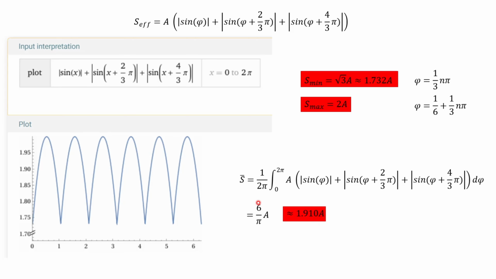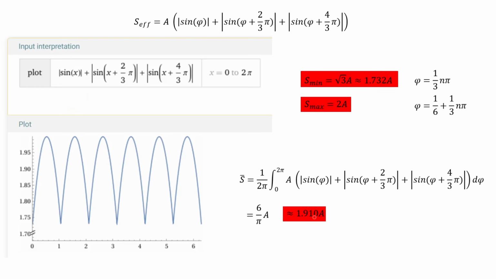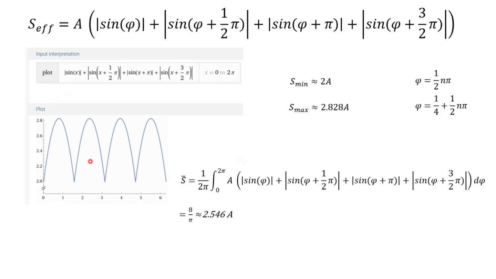Even though the total surface area you have glued on your arrow is 3a, on average, only 1.91a is available to you to stabilize the arrow. Okay? So similarly, let's look at a standard 4-fletch configuration. I'm not going to break this down. You can just look at it at your own time. Here's what the graph looks like.